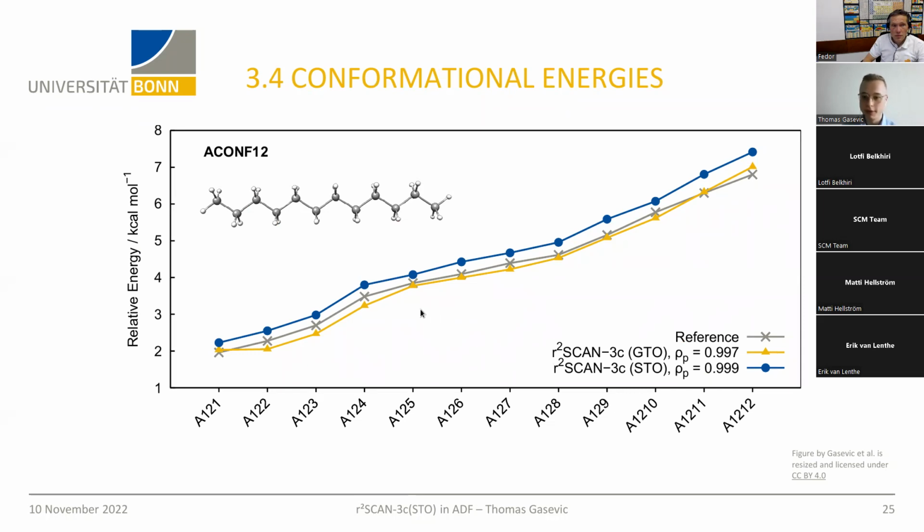In gray is the reference, yellow is again GTO, blue is STO. And you can see that the Pearson correlation coefficient is even better with STOs, so that's really nice. In this case, it's even better if the shape of the graph is the same instead of the error. Of course, the errors are also important, but the shape is more important for conformational energies.